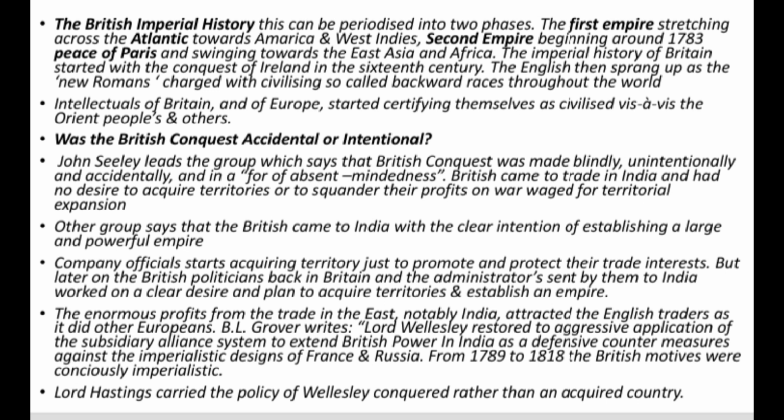The imperial history of Britain started with the conquest of Ireland in the 16th century. The English then sprang up as the new Romans, charged with civilizing the so-called backward races throughout the world. For this, the post-Enlightenment intellectuals of Britain in particular and Europe in general started certifying themselves as civilized vis-a-vis the Oriental peoples and others. Owing to various special and situational forces, the nature of the imperial ideology of the British changed over time, but its fundamentals remained the same.